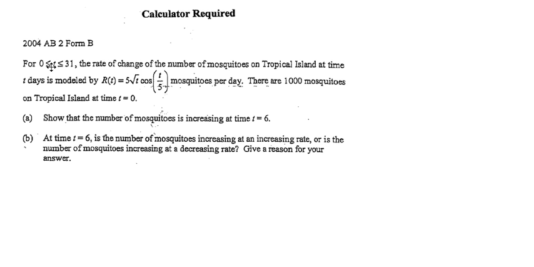For t greater than 0 and less than 31, the rate of change of the number of mosquitoes on Tropical Island at time t days, so here we have a 31-day month, I guess, is modeled by r of t equals 5 times the square root of t times cosine of t over 5 mosquitoes per day. There are 1,000 mosquitoes on Tropical Island at time t equals 0. Part A: show that the number of mosquitoes is increasing at time t equals 6. Part B: at time t equals 6, is the number of mosquitoes increasing at an increasing rate, or increasing at a decreasing rate? Give a reason for your answer.